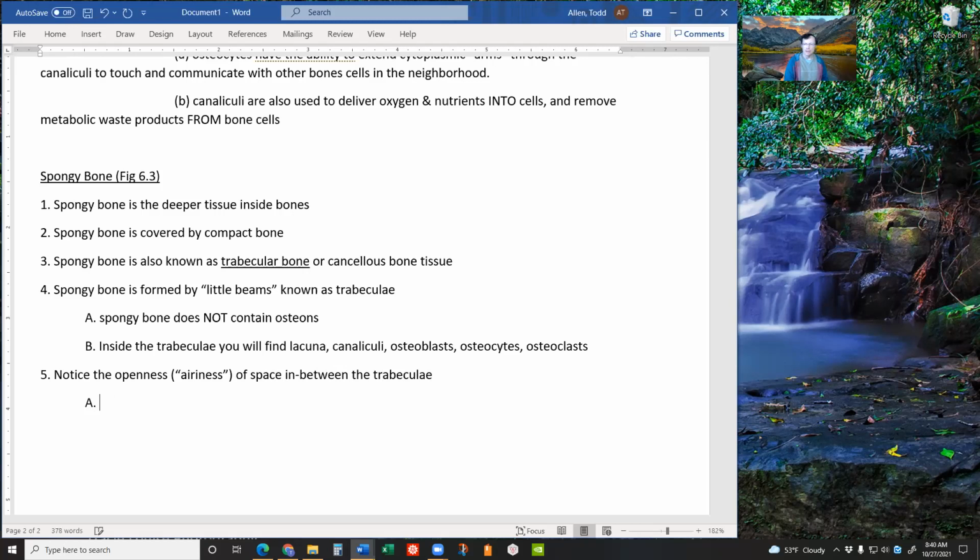Okay, that openness is useful for several things. First off, the openness of the trabeculae means that there's less bone material in the spongy bone, which means the overall weight of our bones can be lighter than they otherwise would be, which then correspondingly means that the muscles that are being used to move the bone don't need to be quite as massive as they would otherwise need to be. Okay, so the openness of the spongy bone allows bones to be lighter than they otherwise would be.